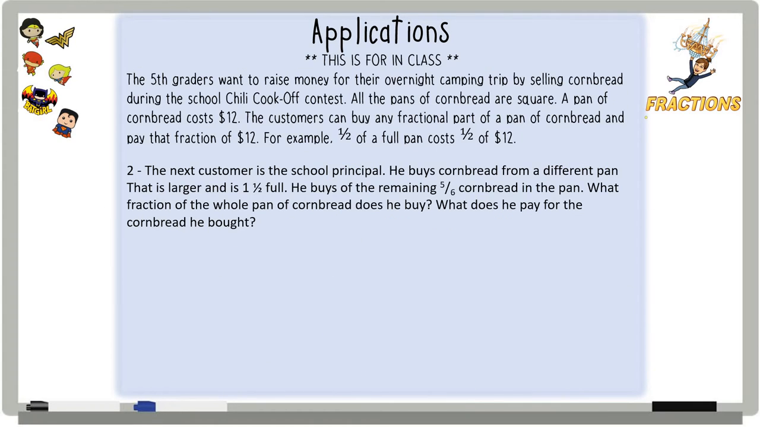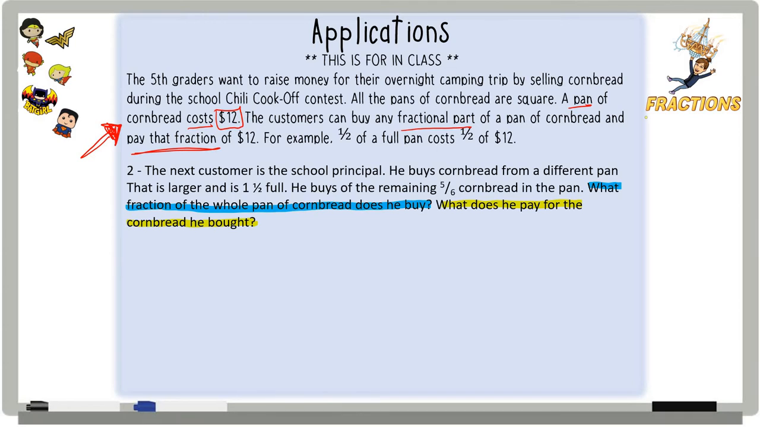All right, let's try the next one. So all of this information up here is exactly the same. So I'm just going to go through and pull all of that out. So a pan costs $12. They can buy fractional parts, pay that fraction. So let's take a look here now at our question. What fraction of the whole pan of cornbread does he buy? And then it looks like, how much does he pay? What does he pay for the cornbread he bought? Oh, well, look at that. Same question. So same process here, same idea.